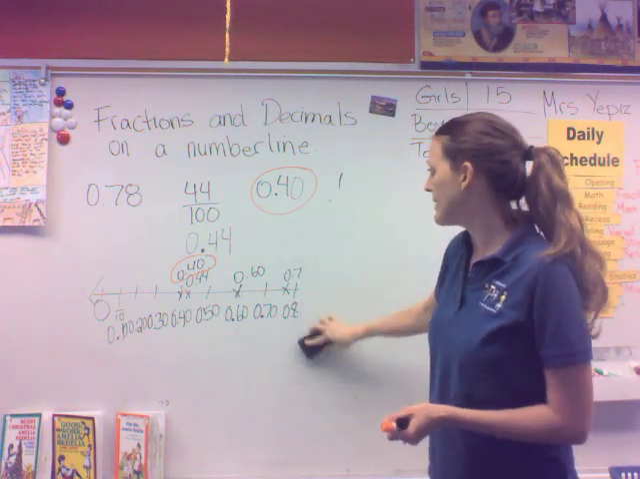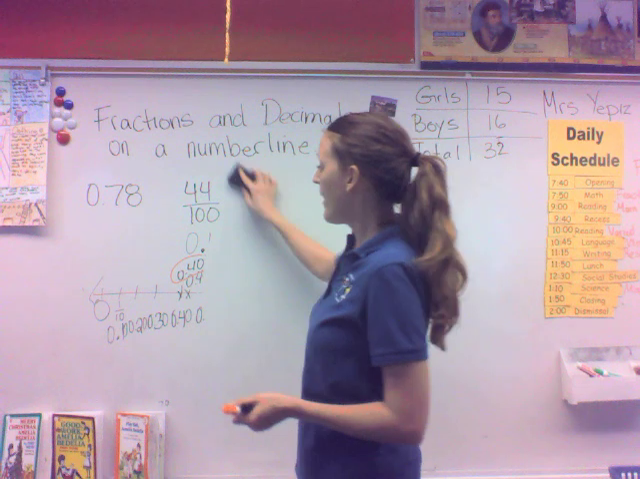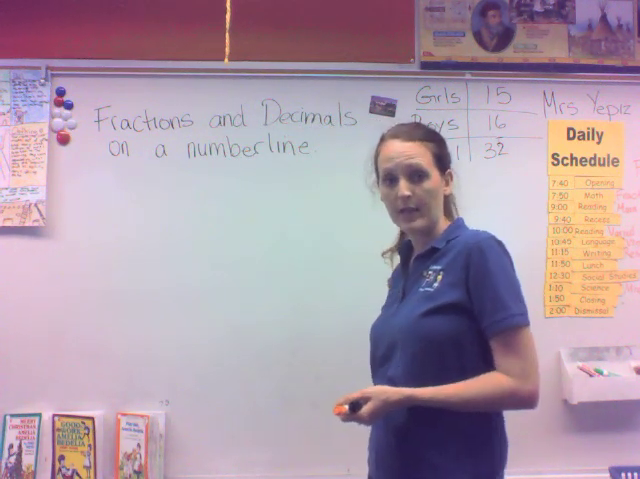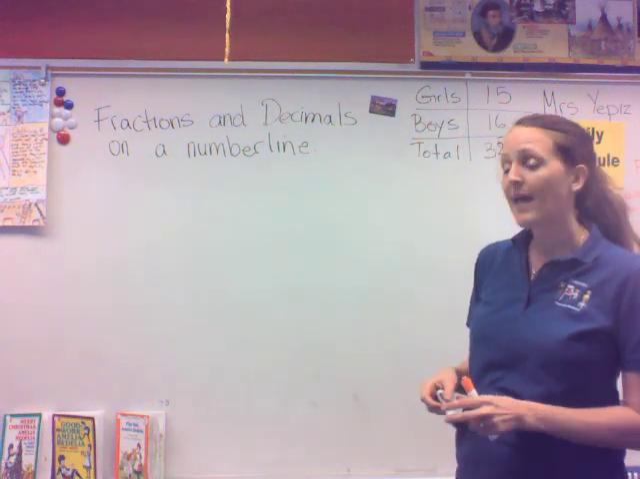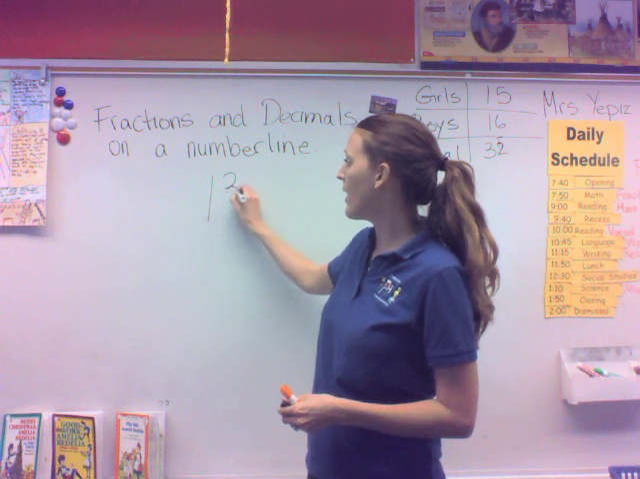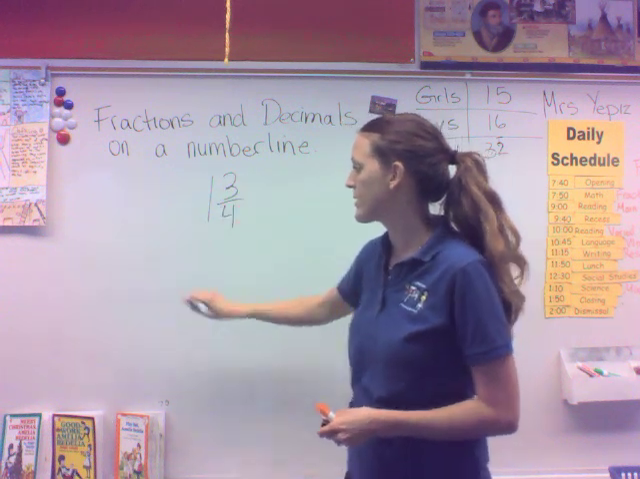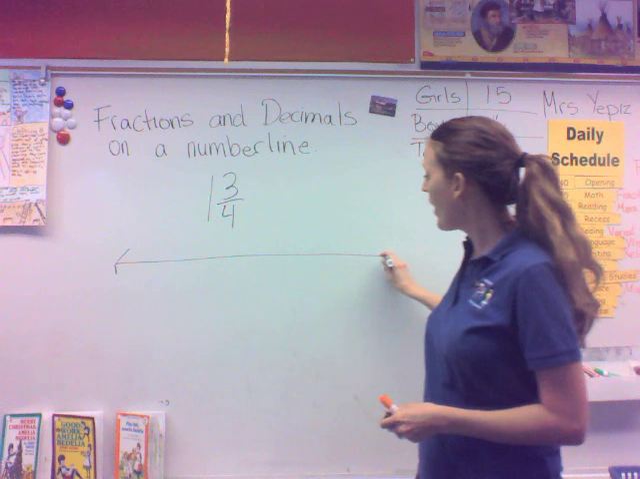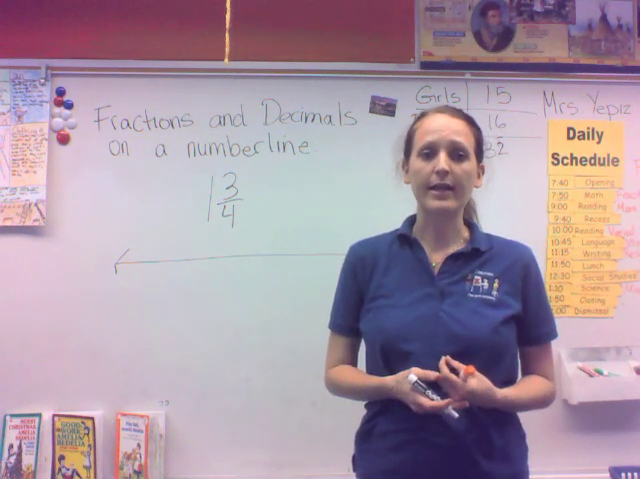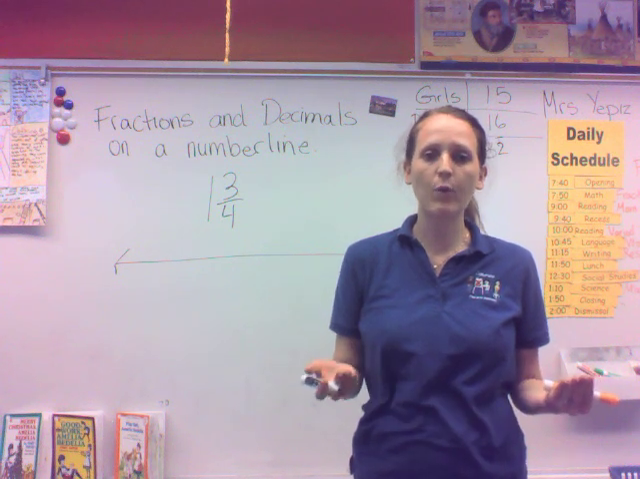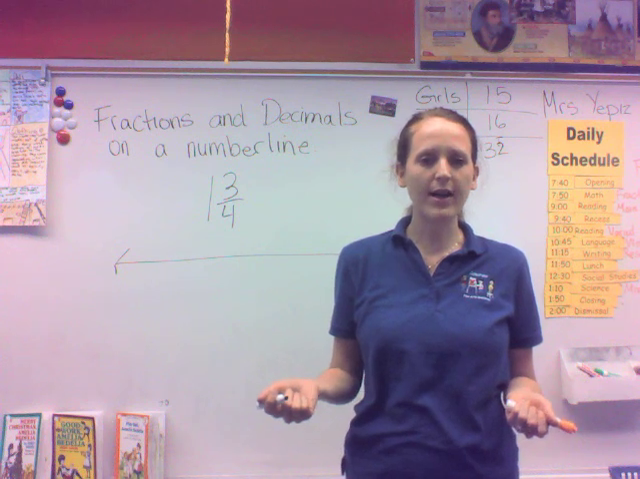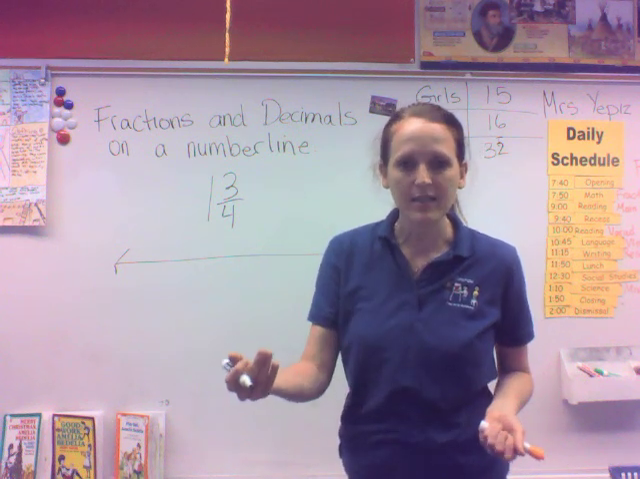Now let's see what happens if I give you one that is only plotting one number on a number line, but has a whole number. Say I want to plot 1 3/4. Where does 1 3/4 exist on a number line? Is it between 0 and 1? If I count 0 and 1 with my fractions, am I going to have 1 and 3/4?